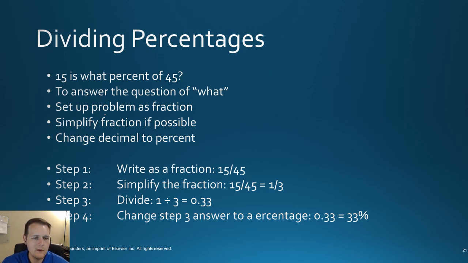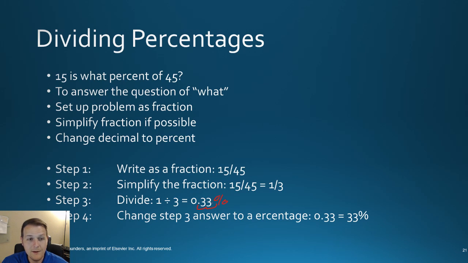So I wanted to say, 15 is what percentage of 45? Well, basically write that out as 15 divided by 45. I end up simplifying it down, so 15 divided by 45 is equal to 1 over 3. By dividing out 1 divided by 3, you see that 0.33 is the answer there. And so I can then multiply that by 100, or just move the decimal place over 2 spots to the right, and that turns into 33%.